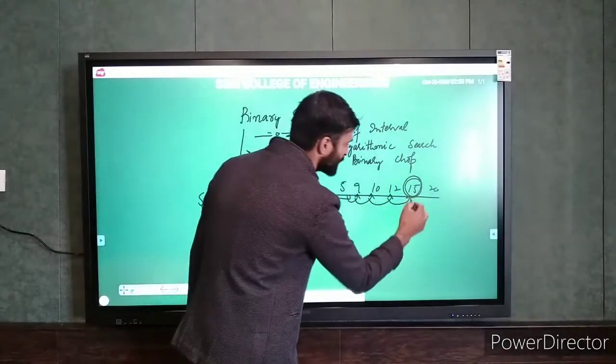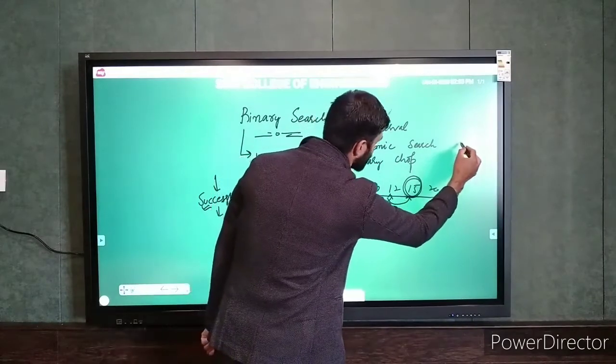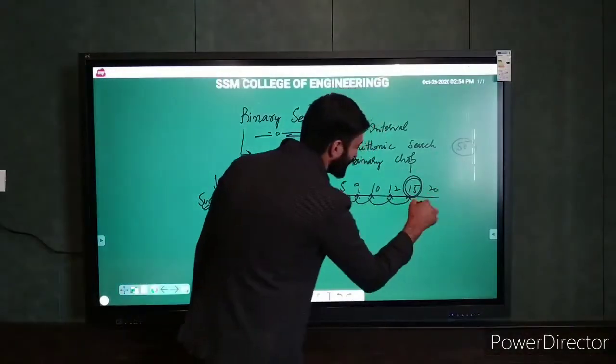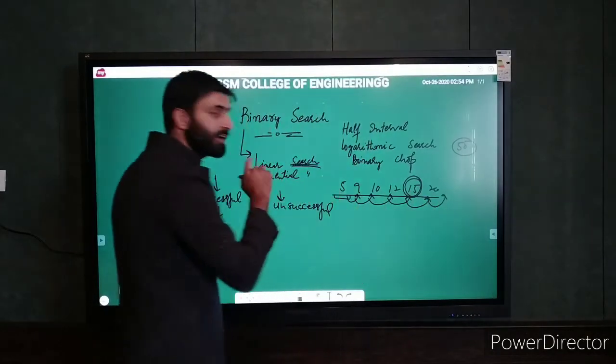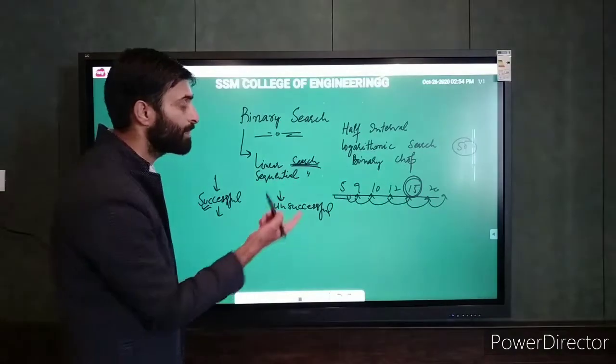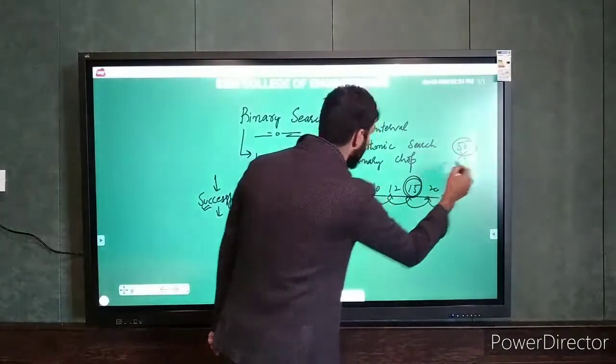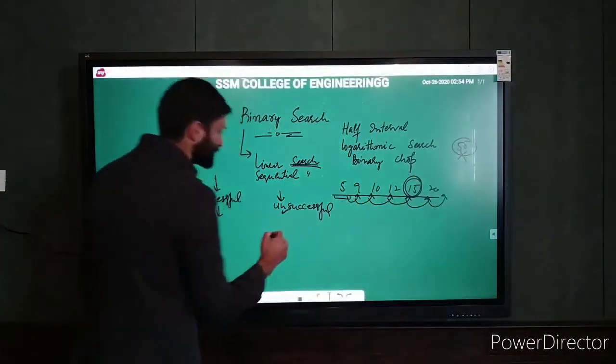If I have to find any other element, let us suppose 50, then I go one step forward to 20, and one step forward there is no element, which means I have traversed and searched the whole array, but the element has not been found, and that is an unsuccessful search, right?